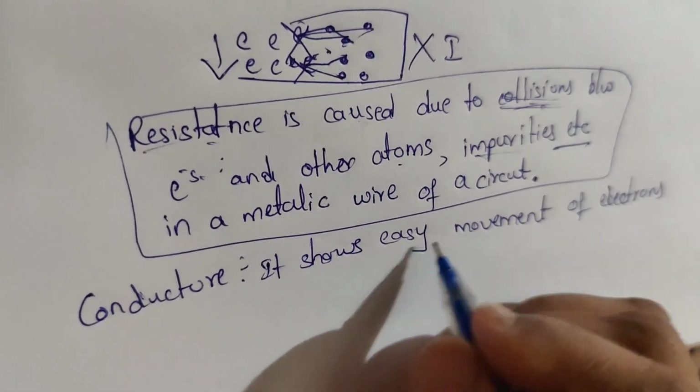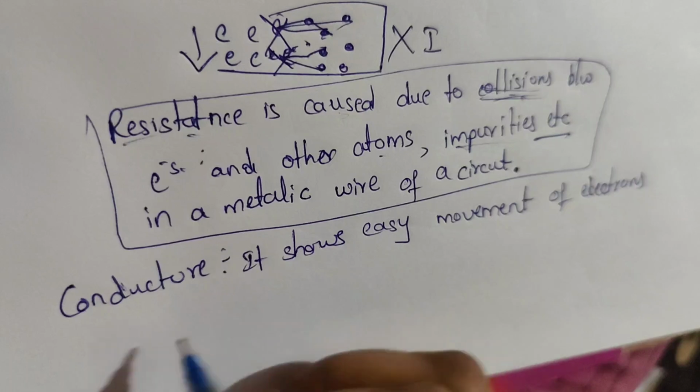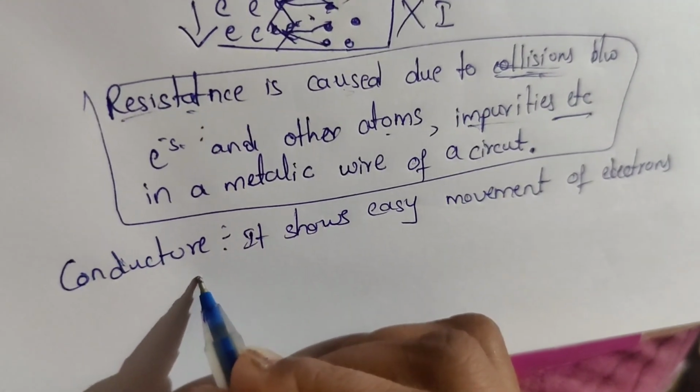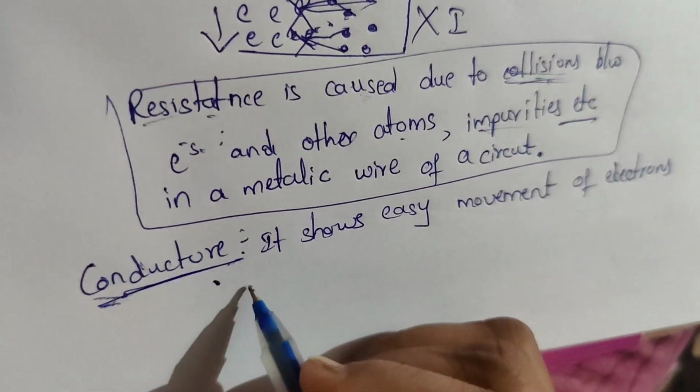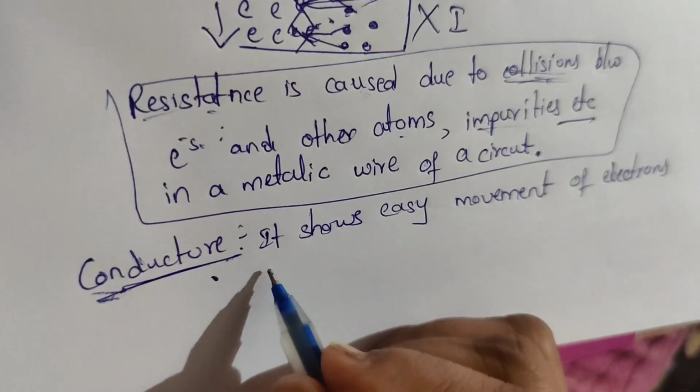Easy movement of electrons in a conductor. It has less resistance.